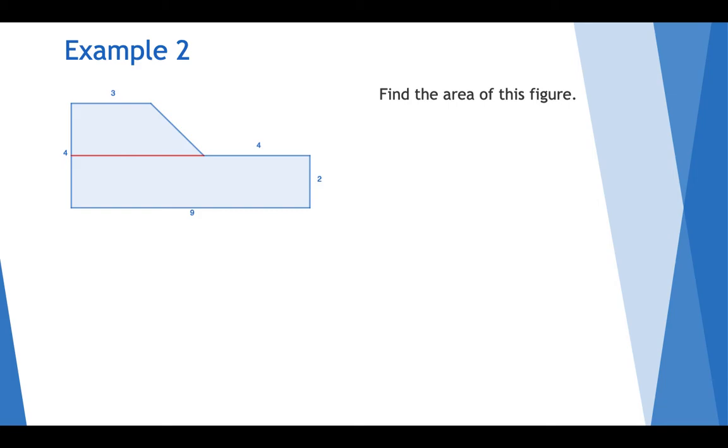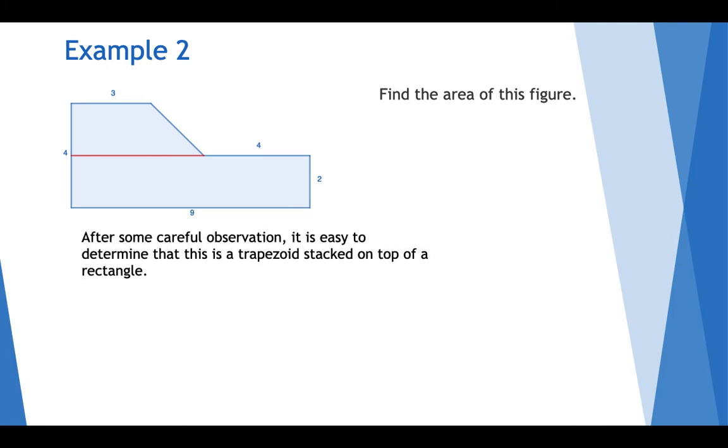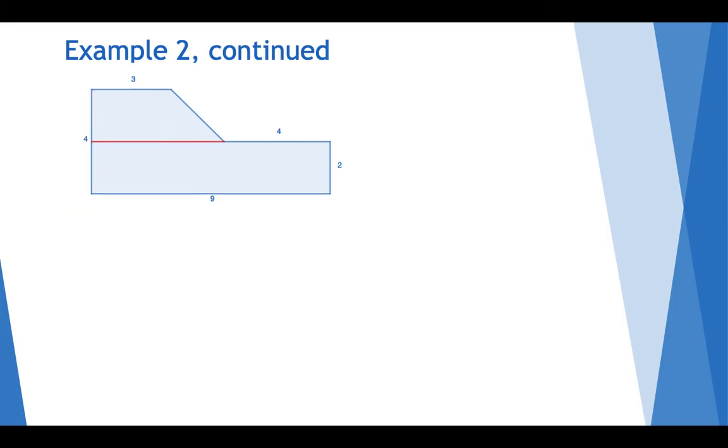Find the area of this figure. So at first it's a little weird, right? It's not any one normal type of shape, but if you look at it closely enough, you can see that this is a trapezoid stacked on top of a rectangle, right? So this rectangle on the bottom, it's fairly easy to find the area of, right? Because base times height, the base is 9, the height is 2, the area is 18.